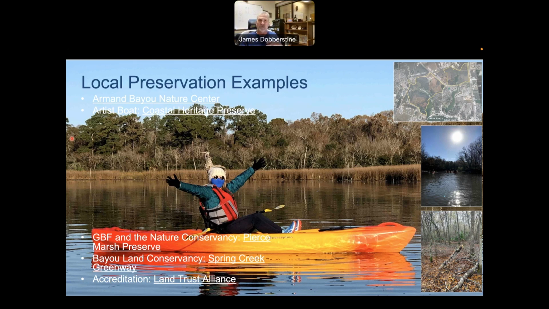And part of that has to do with the way the accreditation process looks at how these entities are funded and how they maintain their funding, right? I have a friend who used to be the director of the Bayou Land Conservancy, and she used to say that conservation without funding is just conversation. And there's truth to that, right?